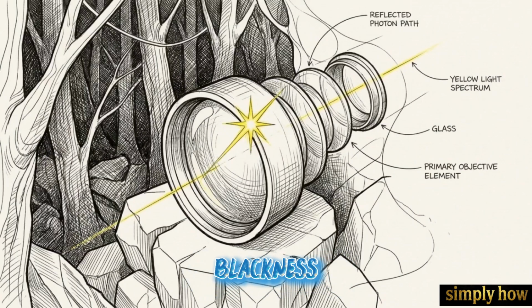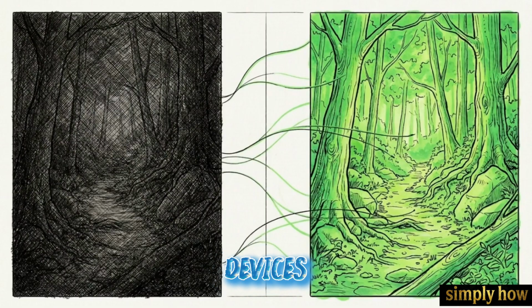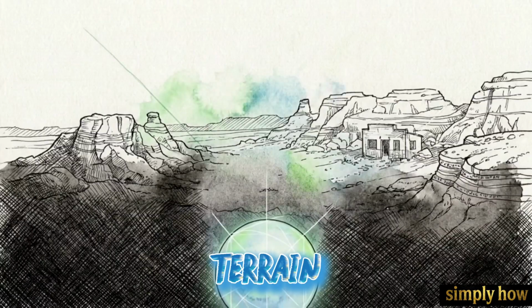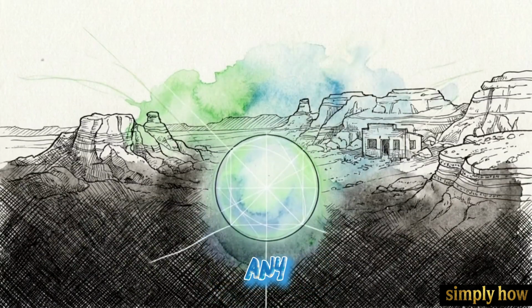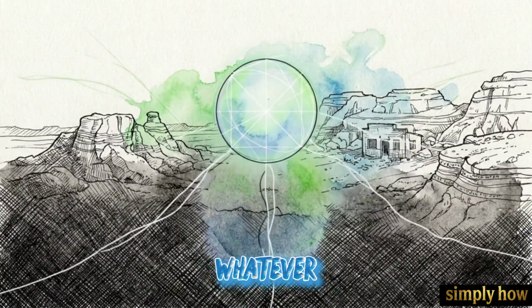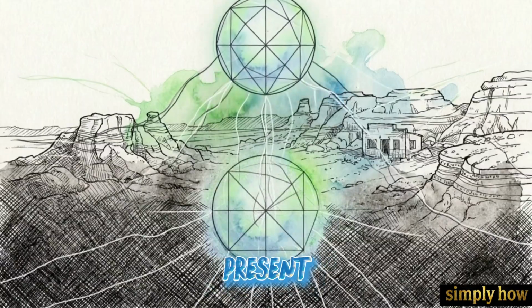To navigate the blackness, the technology must act as a hunter, searching for tiny, invisible fragments of information hiding in the shadows. These devices function as translators, converting unseen physical signals into a visual language the human brain can process. Across open terrain, the primary challenge for any night vision system is gathering whatever faint, natural light is already present.